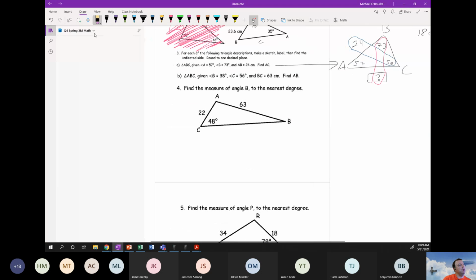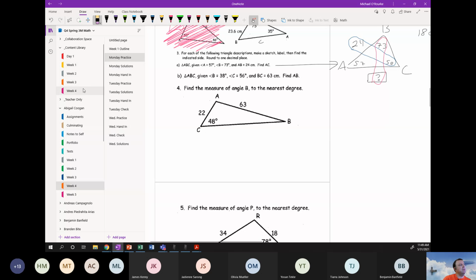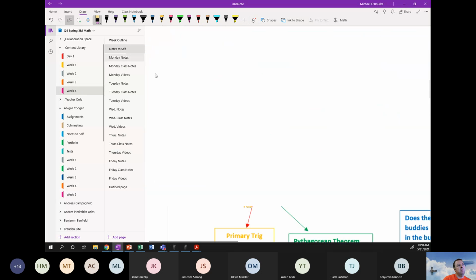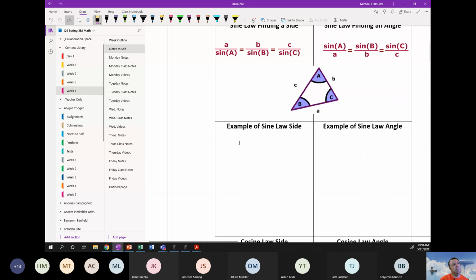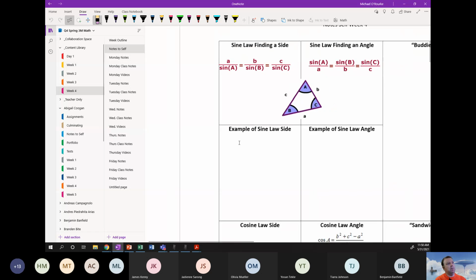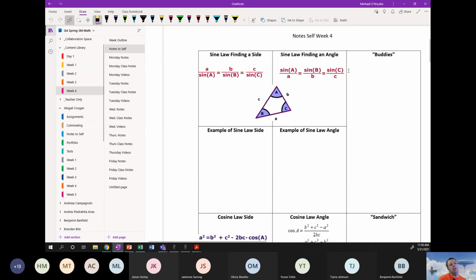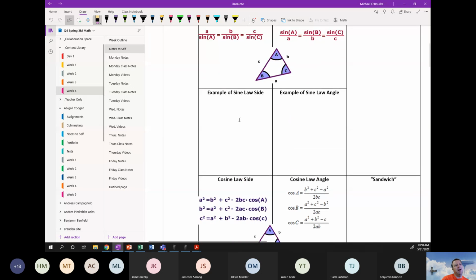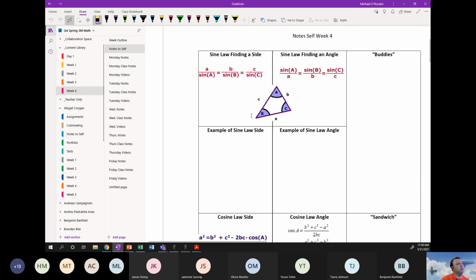And then in your notes to self here, we have explanation of buddies to go in here. And then an example of sine law, finding a side, and an example of sine law, finding an angle. I can go and write that in. Once I'm done with the OSAN, if I have a chance, I'll go back and work that through. Okay? You guys are good to go.